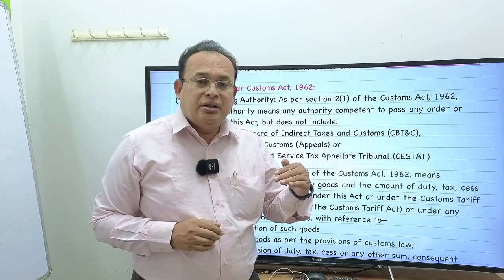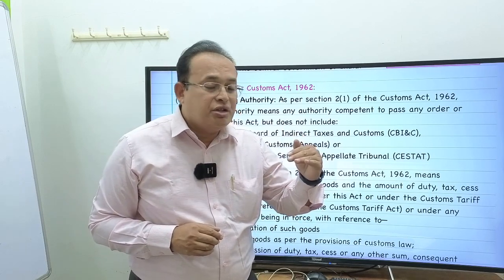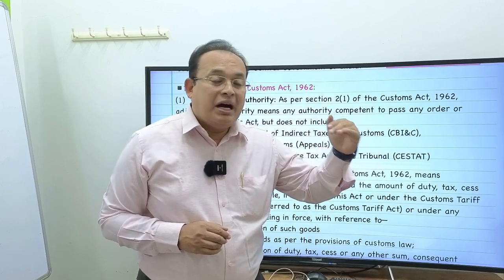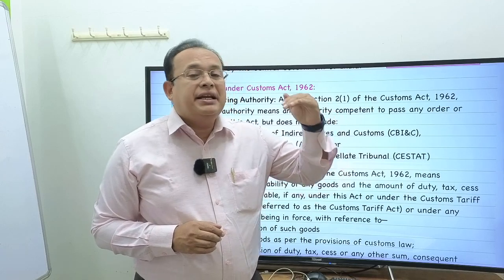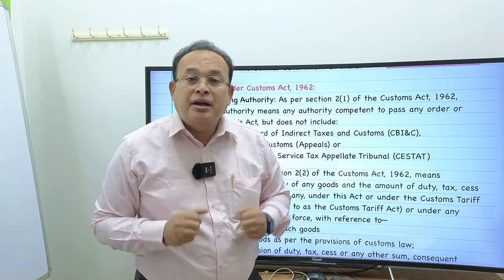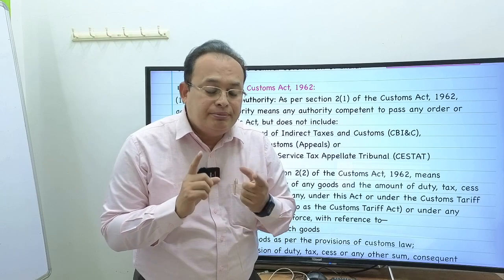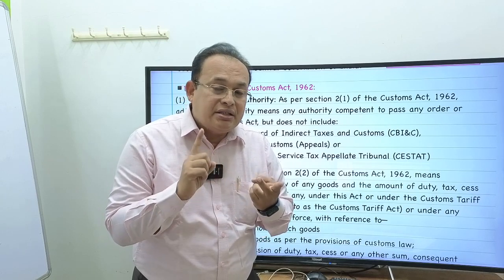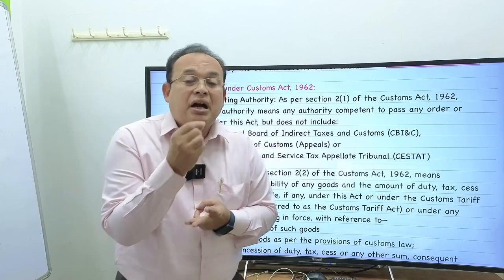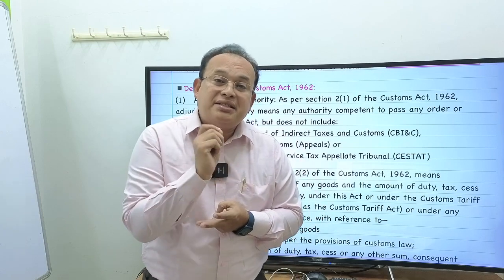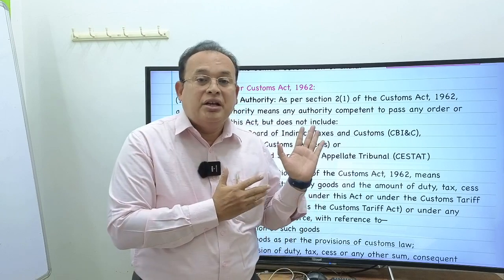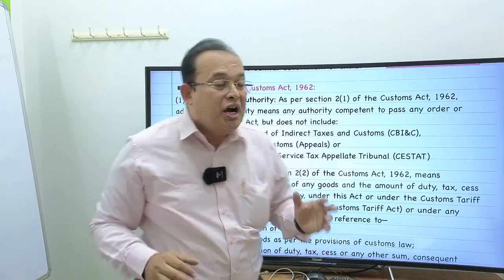Then who else are called adjudicating authority? Superintendent of Customs, Assistant Commissioner of Customs, Deputy Commissioner of Customs, Joint Commissioner of Customs, Additional Commissioner of Customs, followed by the Commissioner of Customs. They are called adjudicating authority. But adjudicating authority does not include Commissioner Appeals, the CBIC, or the Tribunal. Which tribunal are you talking about, sir? I am talking about the Customs, Excise and Service Tax Appellate Tribunal, which does not come under the purview of adjudicating authority.